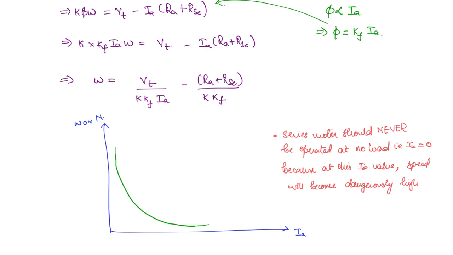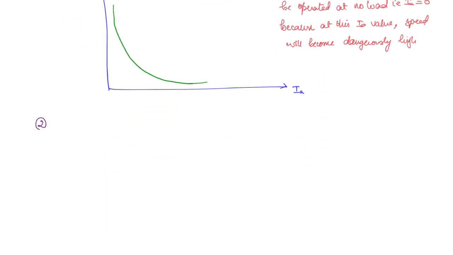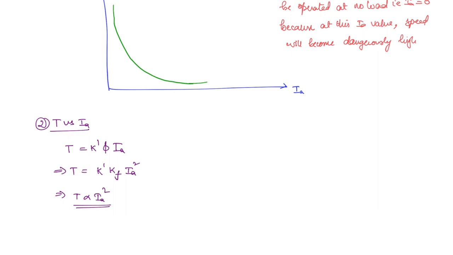Okay. Next, what about the torque versus armature current, T versus Ia? So here what is the relationship between T and Ia? This is equal to K dash into phi Ia, but we know that phi is dependent on the armature current. So we have taken this as K phi into Ia. So you will get T is proportional to the square of the armature current. So previously it was a linear relationship. Here we have a quadratic relationship.